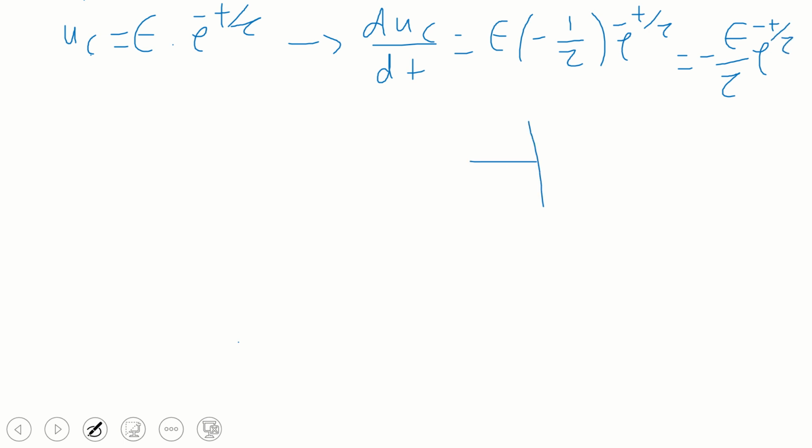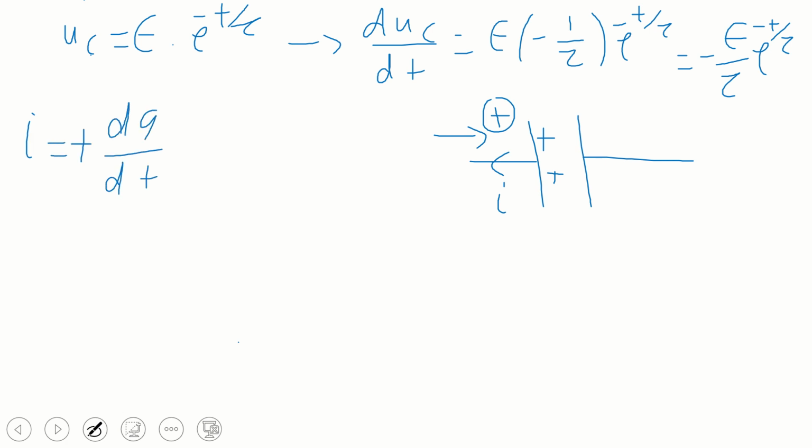Now, during discharge, the current leaves the positive plate of the capacitor. If we choose the positive sense as entering the positive plate of the capacitor, we follow the direction of the positive sense. So I equals plus dq over dt. It means plus c duc over dt.